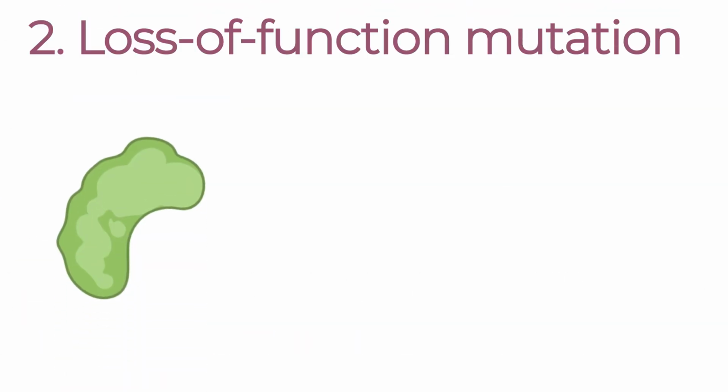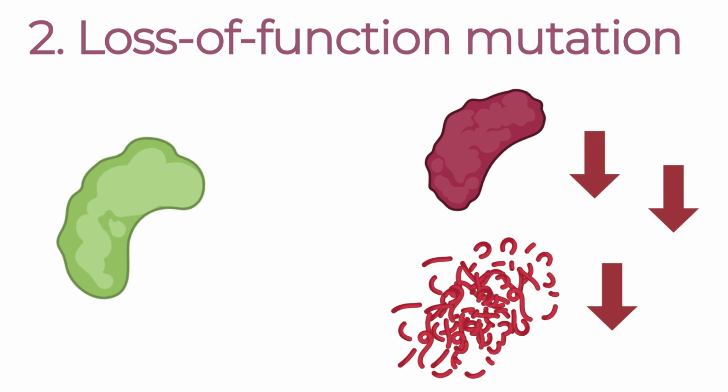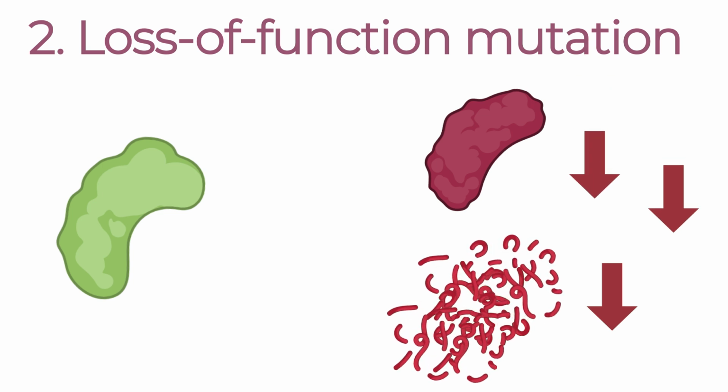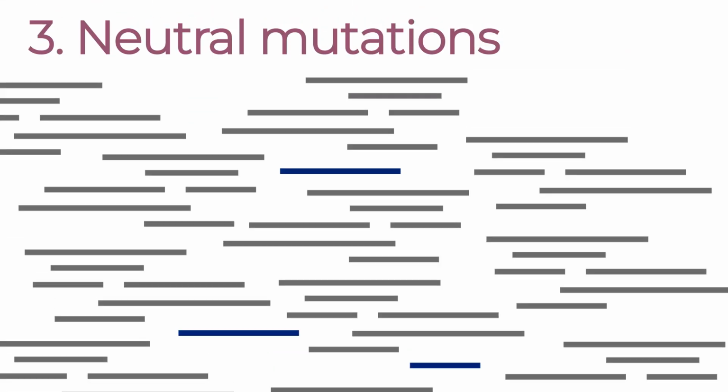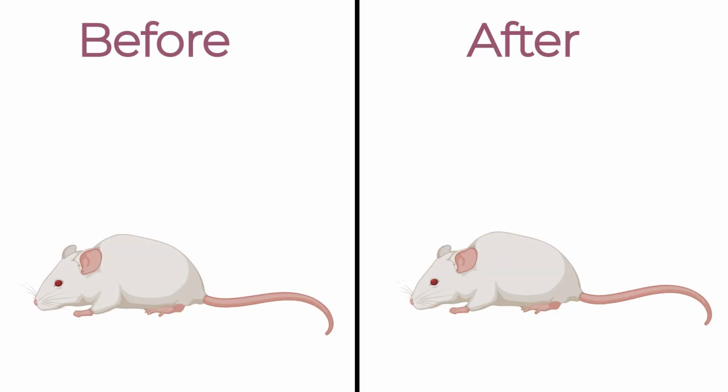Loss-of-function mutations reduce or completely eliminate the function of a gene product. These mutations are usually recessive. Eukaryotic genomes consist of much more non-coding DNA than coding DNA. That is why neutral mutations are more frequent than any other type of mutations. They do not influence the phenotype, which indicates that this mutation is located in a non-functional part of the genome.